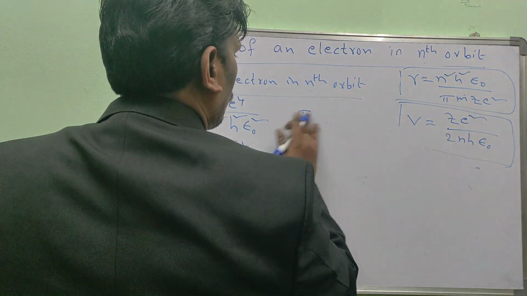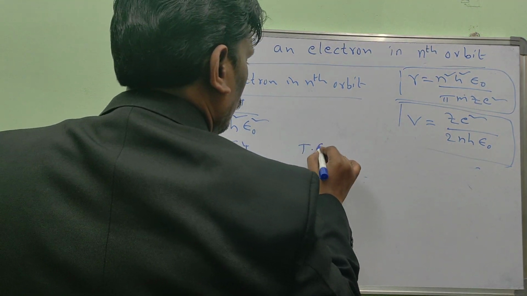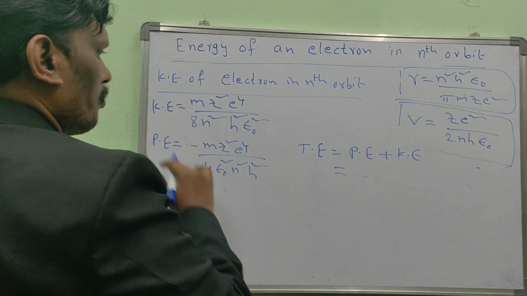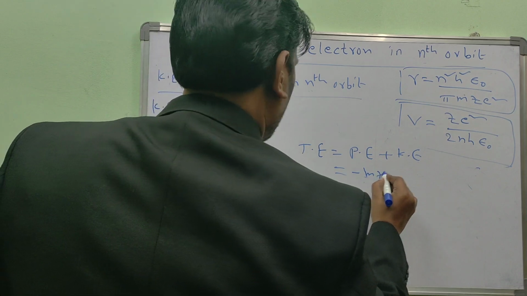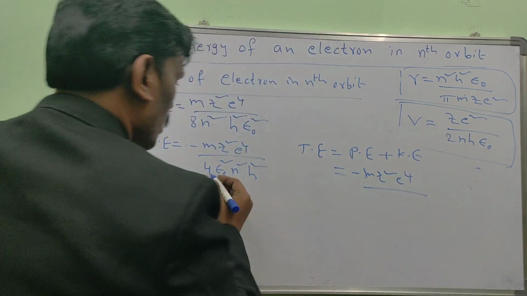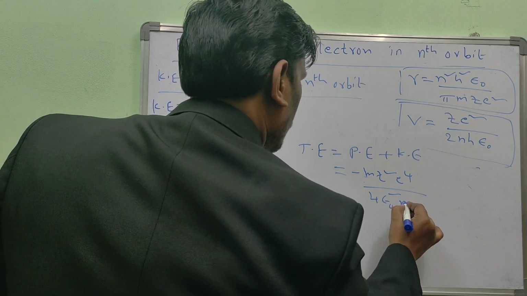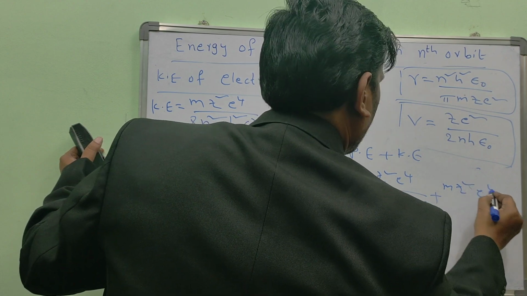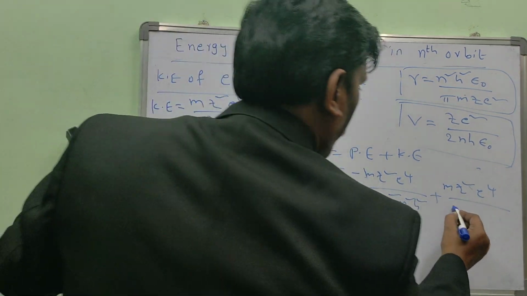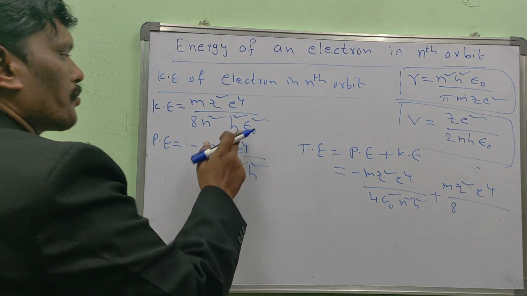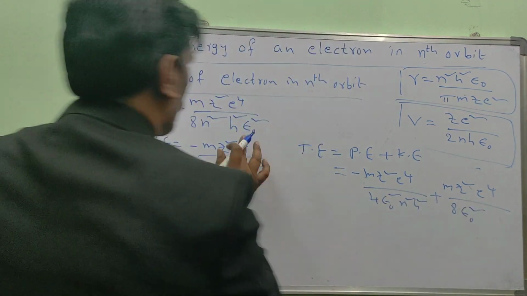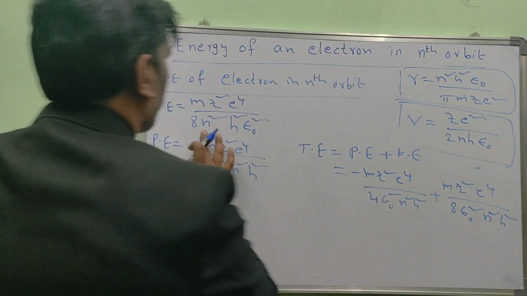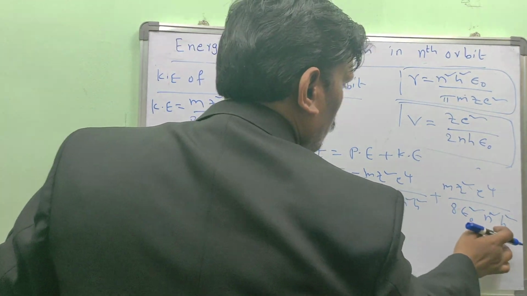Now I am going to calculate the total energy. Total energy means potential energy plus kinetic energy. What is the potential energy? Minus m z square e power 4 upon 4 epsilon naught square n square h square, plus kinetic energy m z square e power 4 upon 8 n square h square epsilon naught square. That is 8 epsilon naught square n square h square. Both are the same.